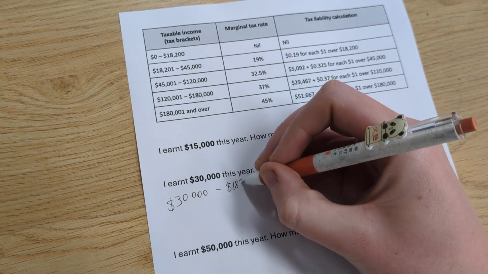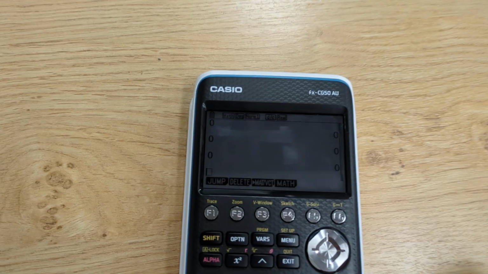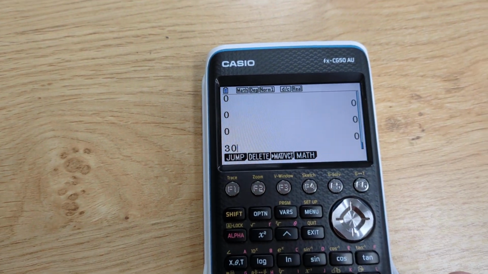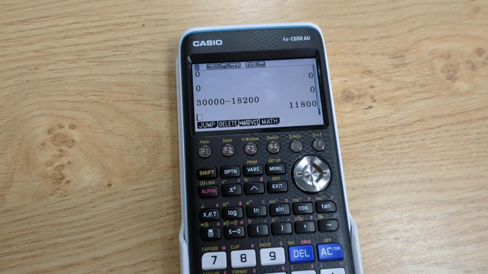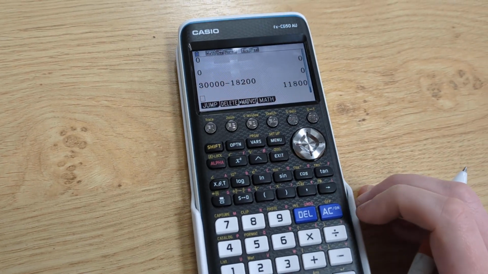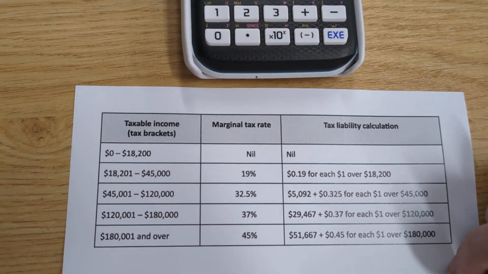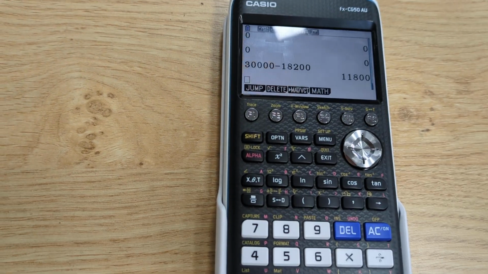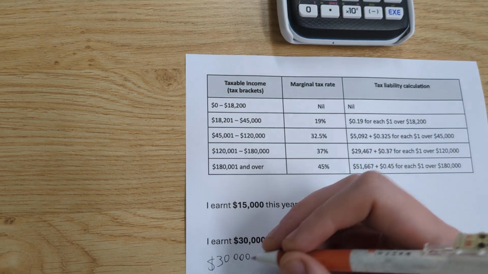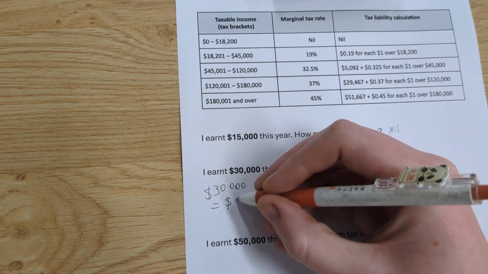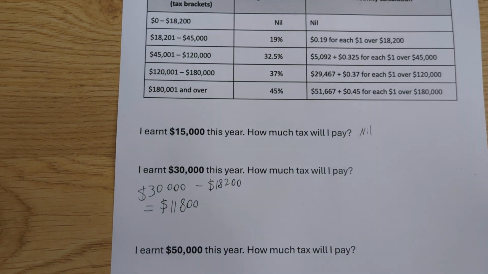Now just use your calculator. You can do it in your head, but I do recommend checking with a calculator. Here's one I prepared earlier. 30,000 minus 18,200 is 11,800. So we have earned $11,800 more than 18,200, or we're only going to get taxed on $11,800 worth of stuff. Doesn't mean we're going to lose $11,800. They're just going to be calculating a percentage of that. Don't worry, I know it's confusing. Don't stress too much.